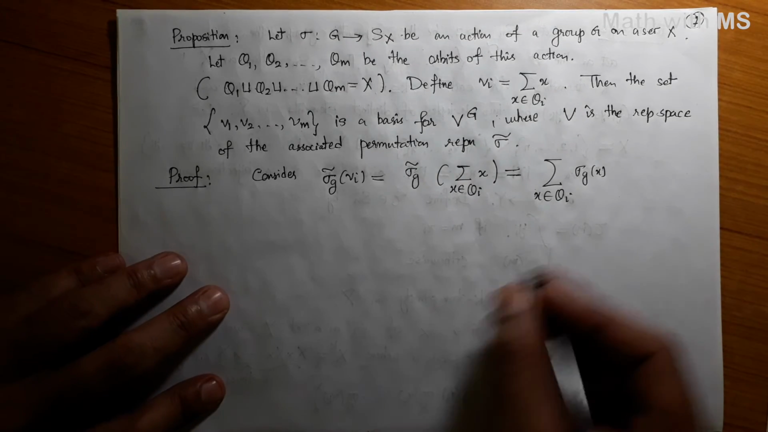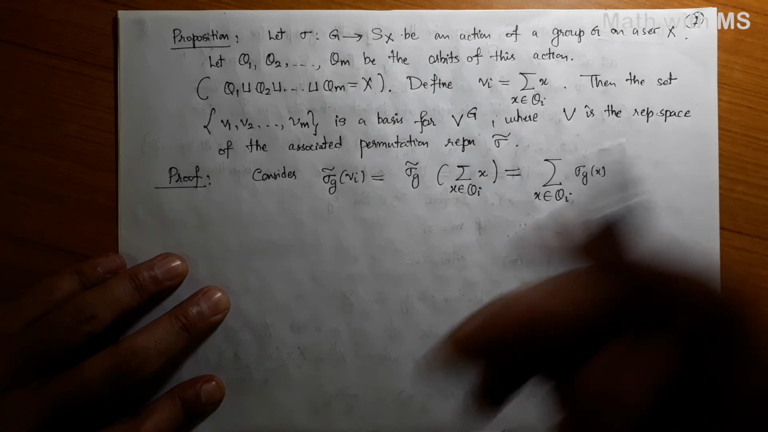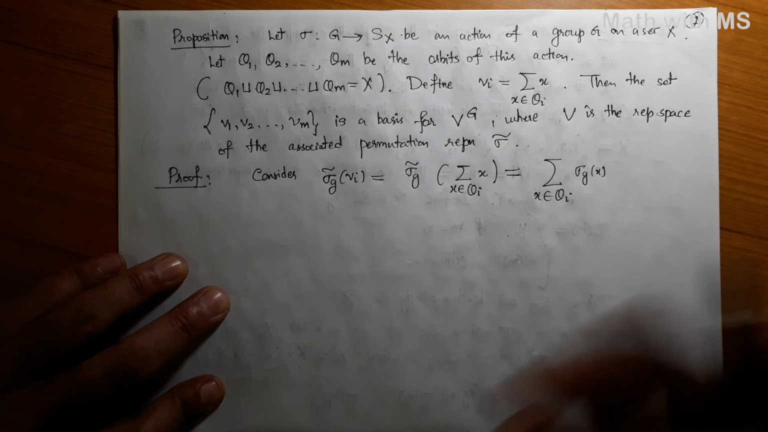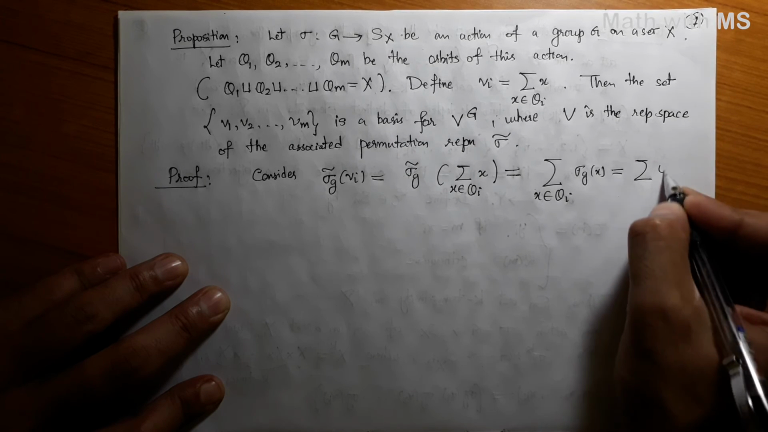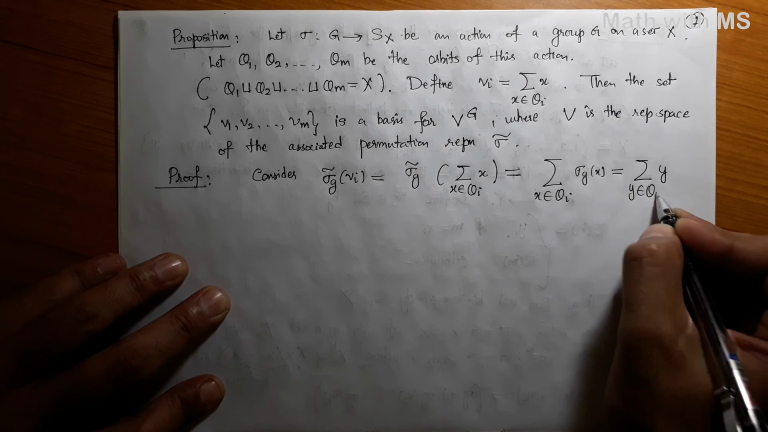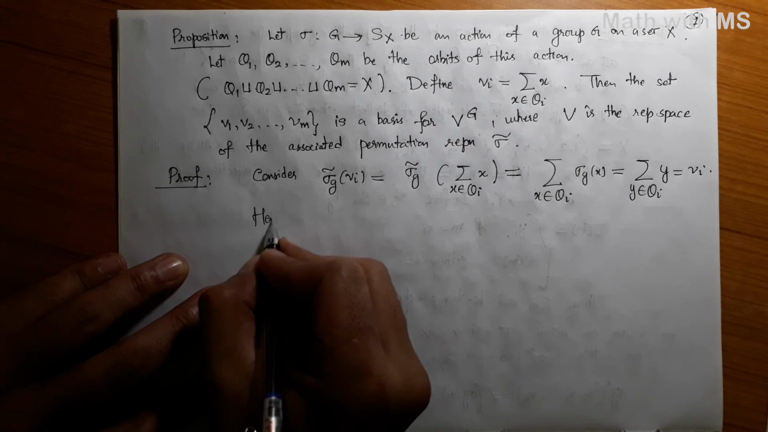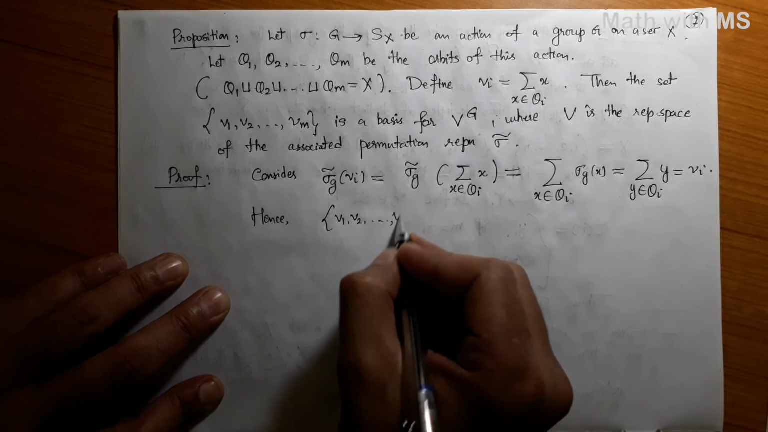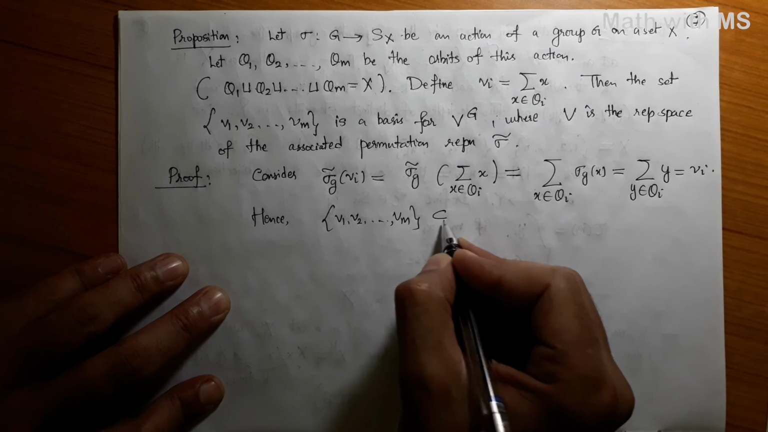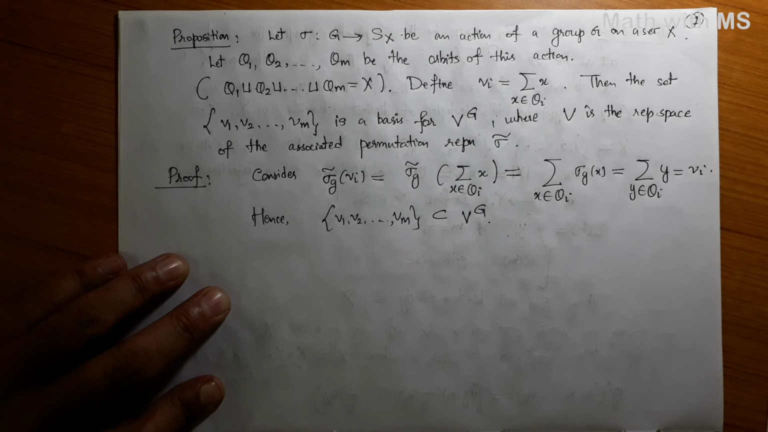Now if you have an orbit of an action and you again multiply by group elements, it will still remain in the same orbit. So this is again the same as the summation of y where y belongs to the orbit Oi, which is just your Vi. So hence the set V1, V2, and so on Vm is indeed a subset of the fixed point subspace of the representation sigma tilde.